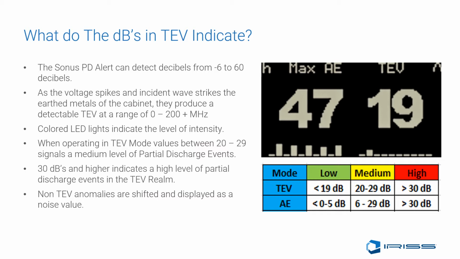When operating in TEV mode, values between 20 to 29 signal a medium level of partial discharge event. 30 decibels and higher indicates a high level of partial discharge event in the TEV realm. Non-TEV anomalies are shifted and displayed as noise on the display screen.